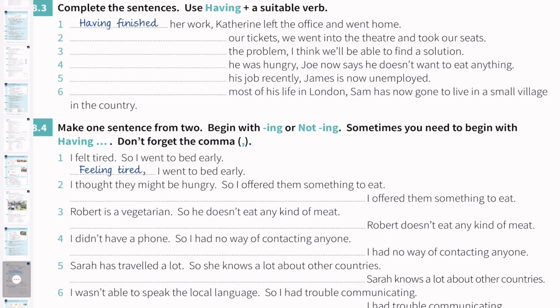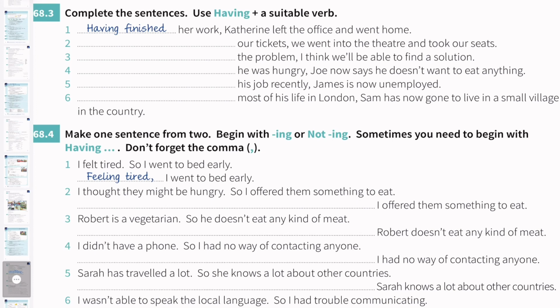So we have to buy the ticket first, and then we went into the theater and took our seats. So we know that we have to use the verb to buy, right? And then we have to write having bought, plus the past participle of the verb to buy. It becomes having bought our tickets.